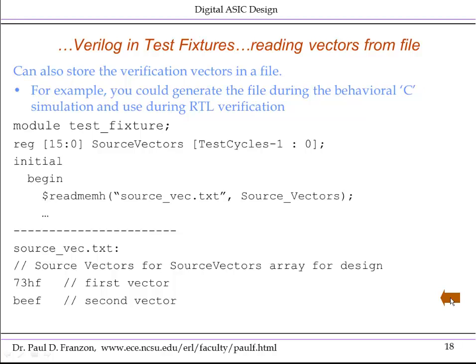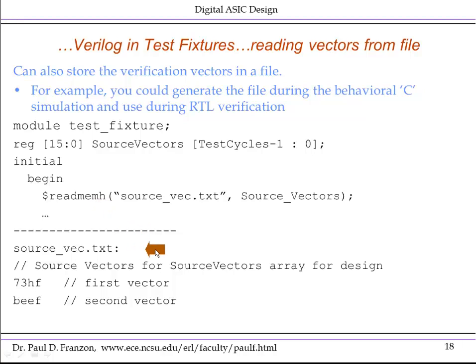Now, rather than assign the source vectors inside the design, it is actually much more convenient to read them in from a file. And that's what I'm showing you how to do here. That's done using this $readmemh command. What this is doing is looking at the file source_vec.txt, taking the contents of that file and assigning them to the array of source vectors, one line at a time. The H in readmemh, of course, means hexadecimal.